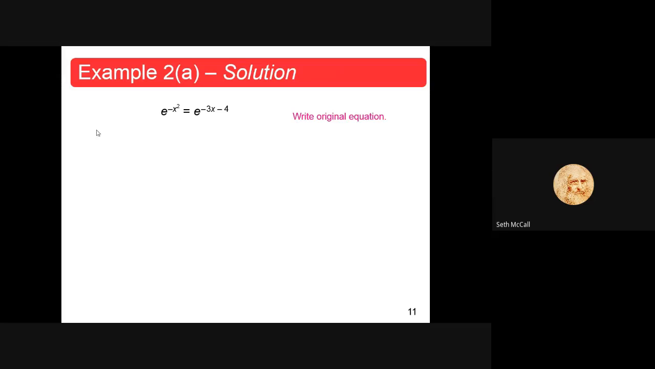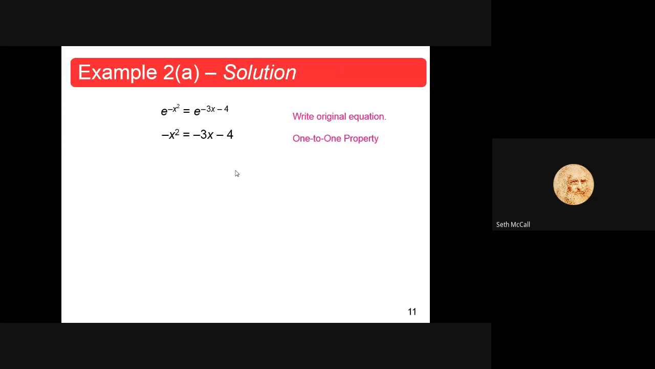So once the bases already match, we can utilize the one-to-one property to then set the powers equal to each other. So you can see I wrote negative x squared is equal to negative 3x minus 4. From there, I don't know if you recognize this or not, but this is a quadratic.